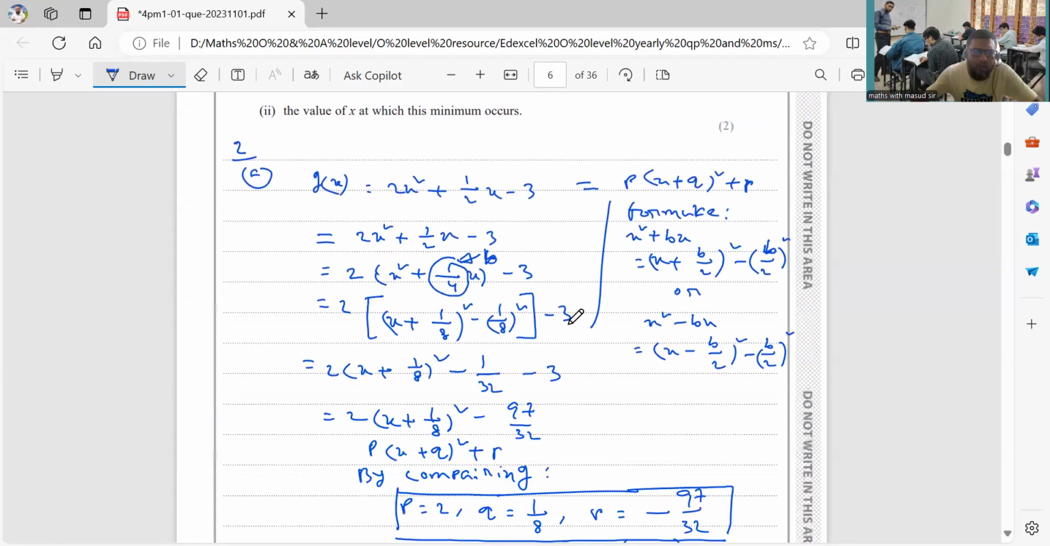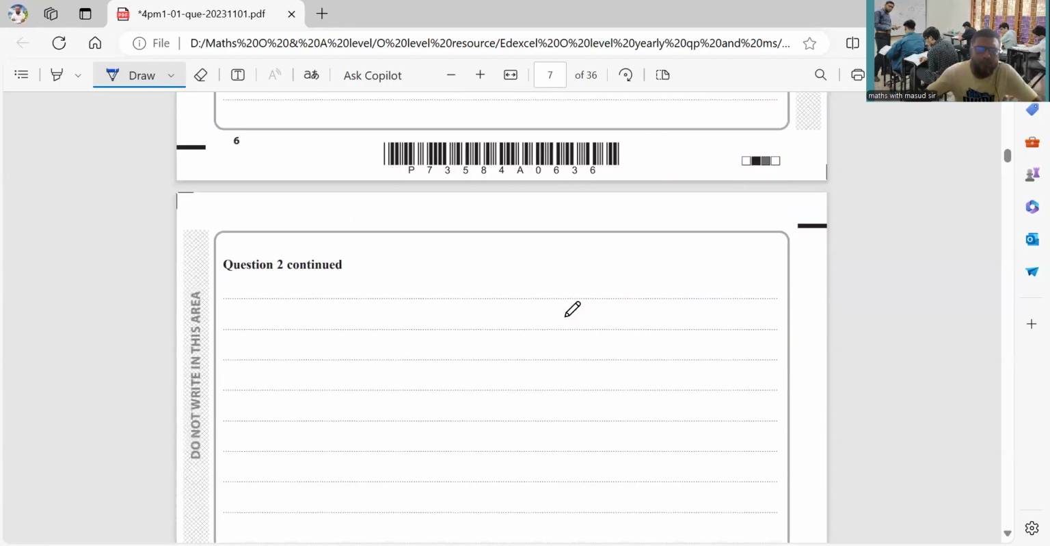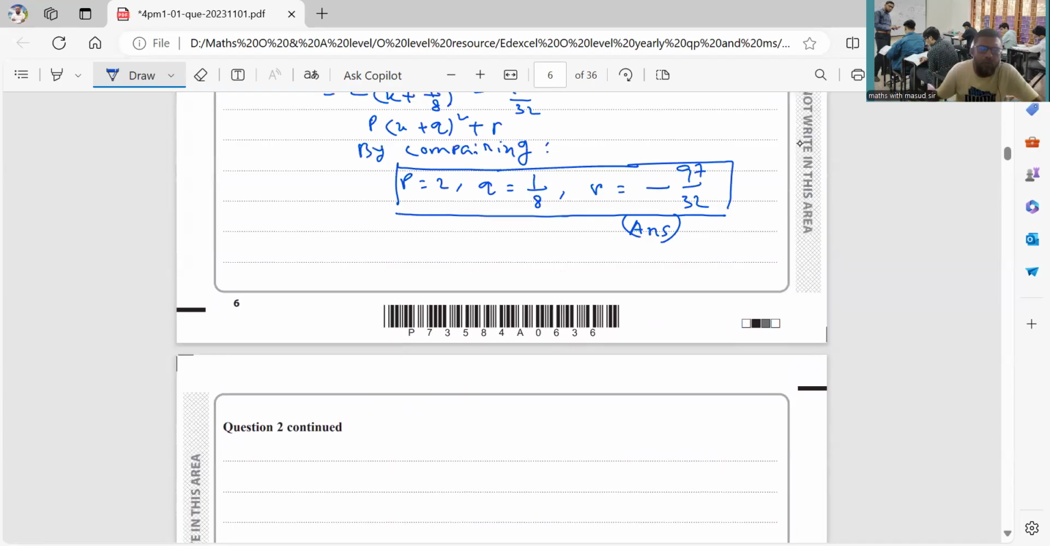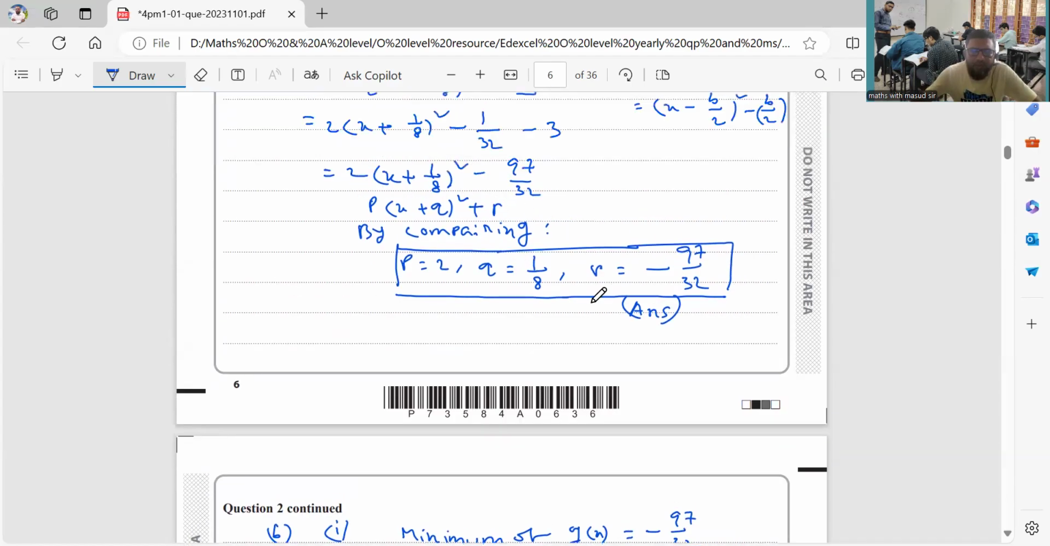So now in the mark scheme, B1, the minimum of g(x) equals minus 97/32. And this is the minimum value. Okay. Minus 97/32. Why minimum? Look, minimum because the x square coefficient is positive, that's the minimum.